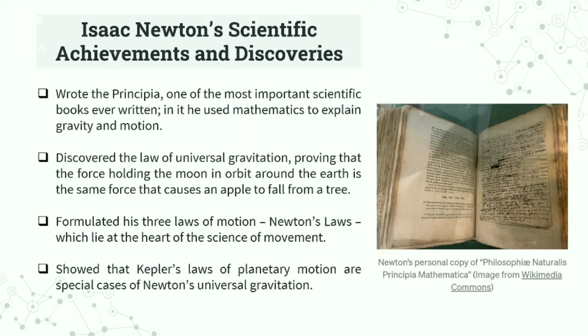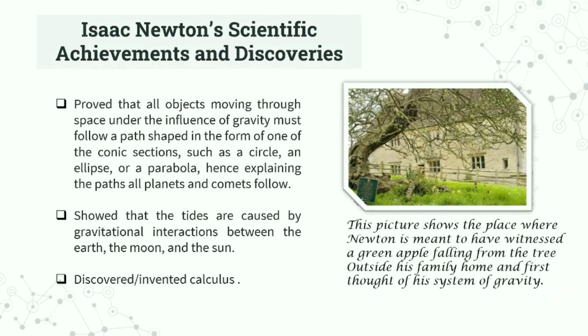He was the one who discovered the law of universal gravitation, proving that the force holding the moon in orbit around the earth is the same force that causes an apple to fall from a tree. He formulated his three laws of motion, Newton's laws, which lie at the heart of the science of motion, and showed that Kepler's laws of planetary motion are a special case of Newton's universal gravitation.